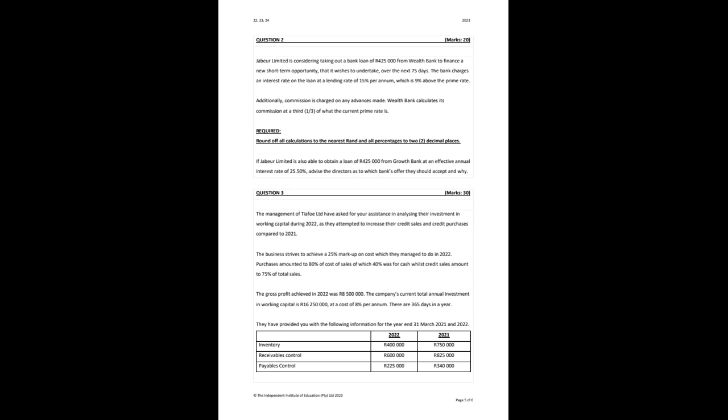And in this question 3, they tell us the company's current total annual investment in working capital is 16.25 million at a cost of 8% per annum. So that cost of 8% is what we are assuming is our overdraft rate. Okay, does that make sense?